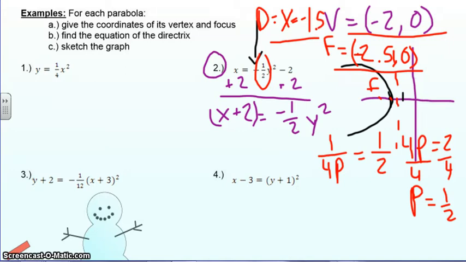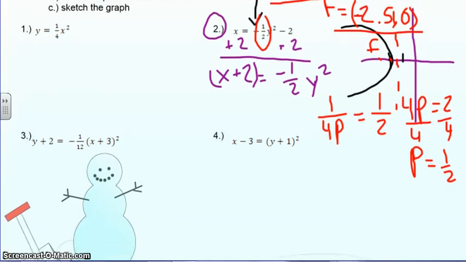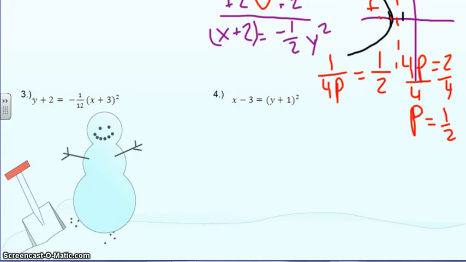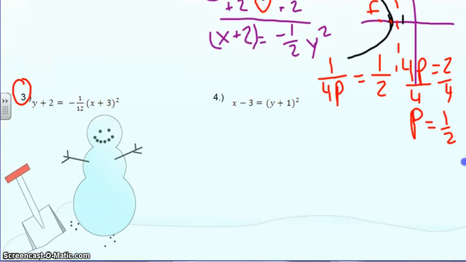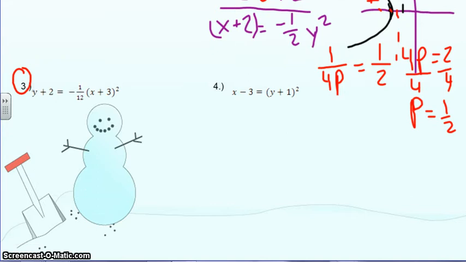Okay? I'm going to do one more with you. I'm going to do number 2 with you. Or actually, I already did number 2. I'm going to do number 3. And then I want you guys to try number 1 and number 4. So let's take a look at number 3.